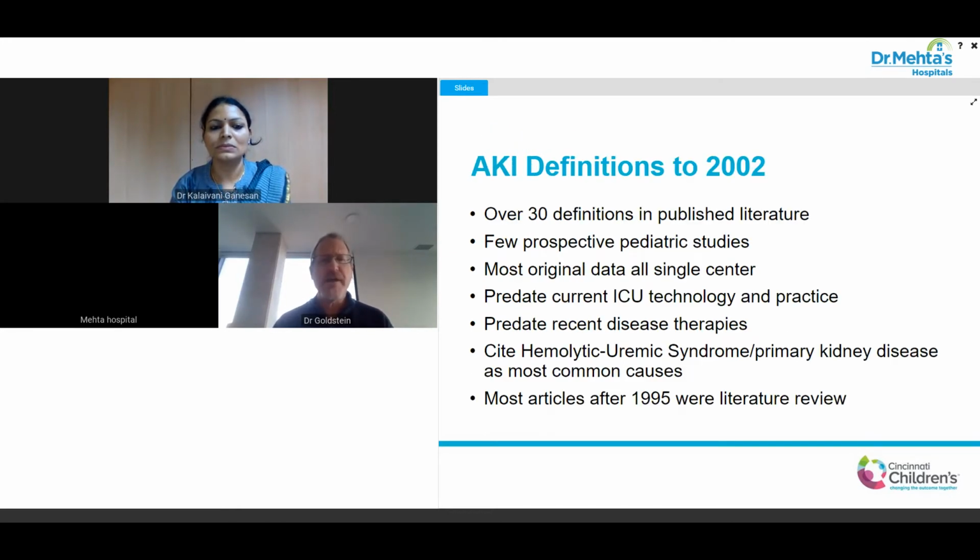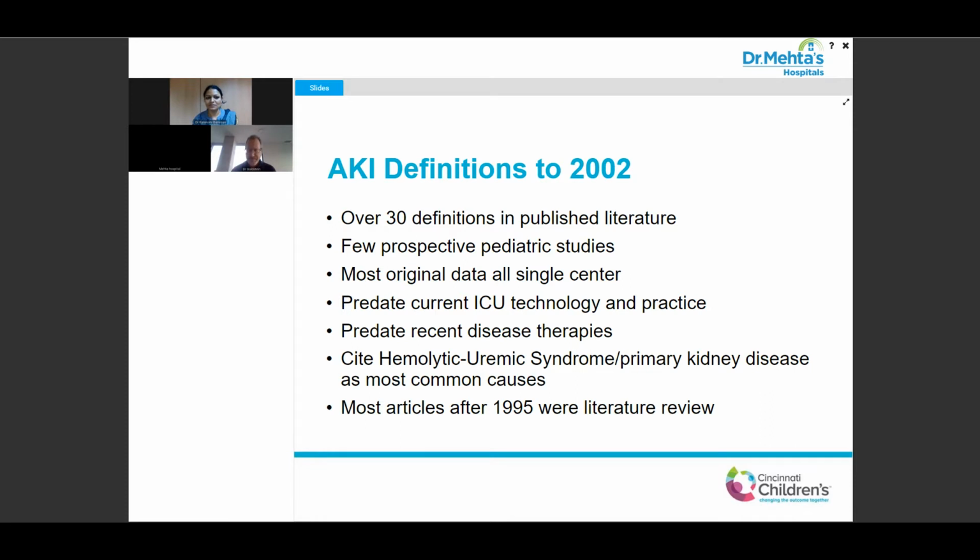Until 2002, which is now almost 2 decades ago, there were over 30 definitions for acute kidney injury in the published literature. In fact, we used to call it acute renal failure, which is why there was little research done into acute kidney disease. People often thought that the kidneys had failed, and the only research that had been done was in children who had received renal replacement therapy. There were few prospective pediatric studies. Most current data were single center, and they predated ICU technology and practice at the time.